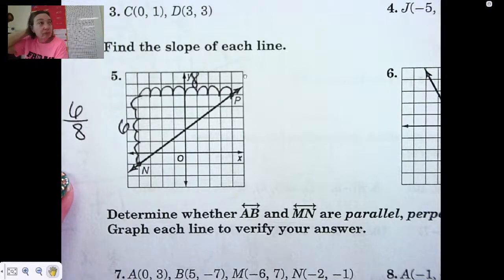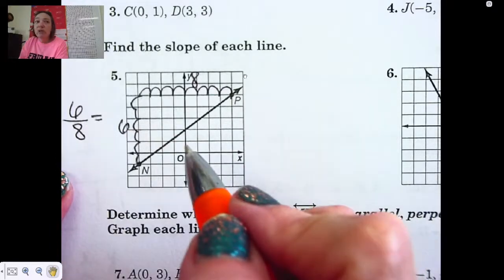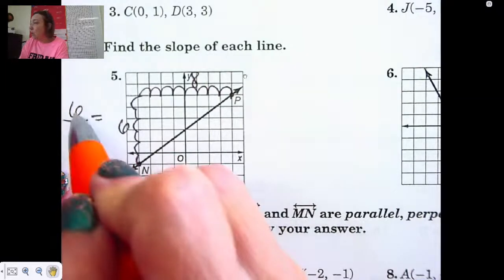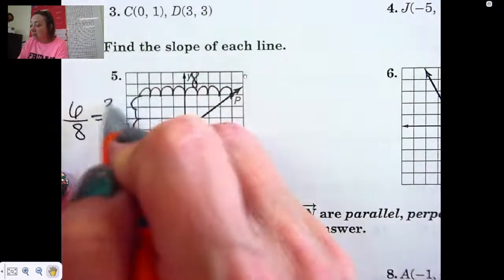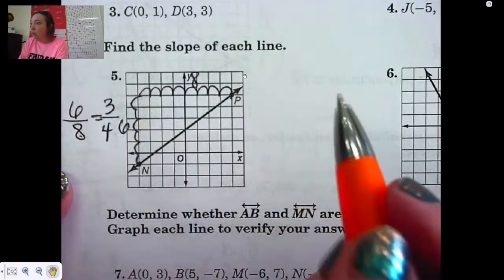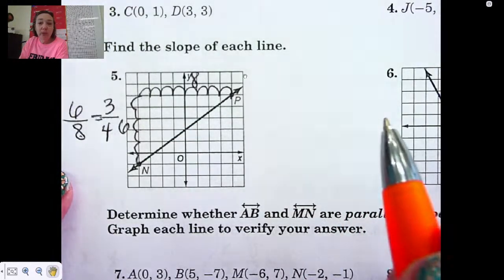Yeah. Okay, what is 6 over 8? Can we simplify that? What goes into 6 and goes into 8? What goes into both of them? 2 goes into both of them. How many times does 2 go into 6? How many times does 2 go into 8? 4. So that's 3 over 4 because we're dividing 6 and 8 both by 2, right?